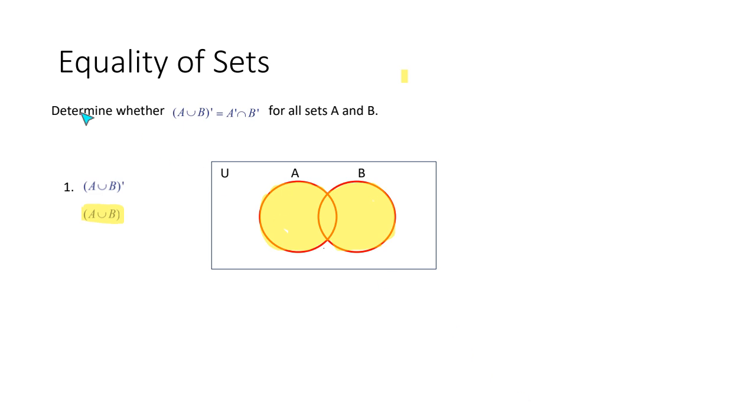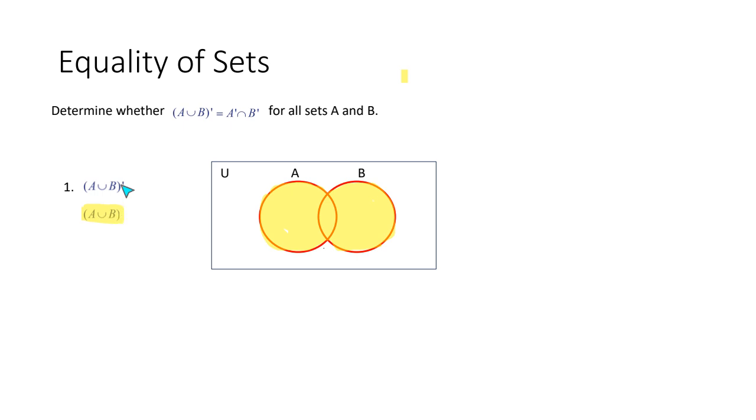Okay. So here it says determine whether A union B complement is equal to A complement intersected B complement. So first we'll work with the left-hand side. So here's my left-hand side. And then since I have parentheses here, I want to do what's inside the parentheses first. So I'm going to say we have A union B. And I'm going to highlight my answer for A union B. So A union B means everything in A and everything in B. And so that's our answer just for A union B.